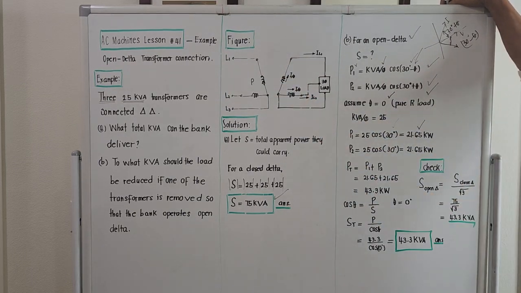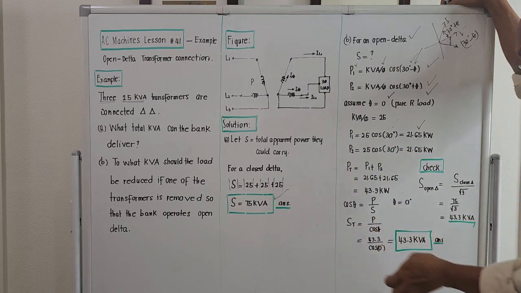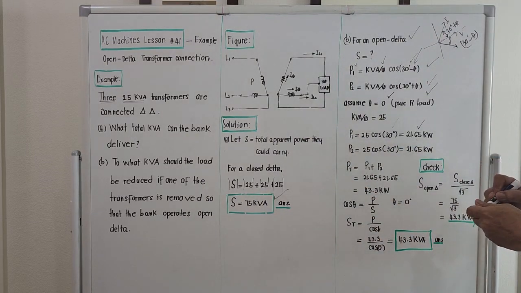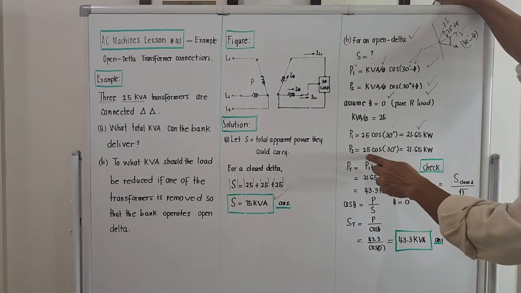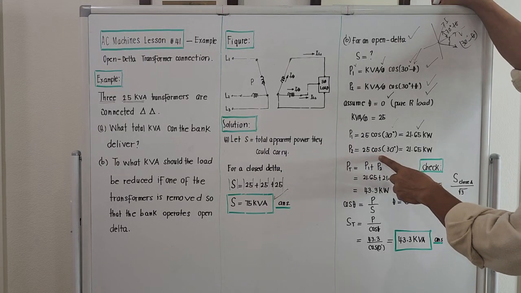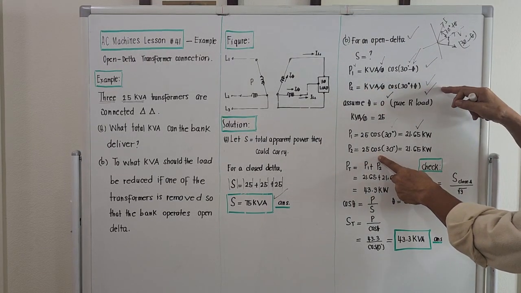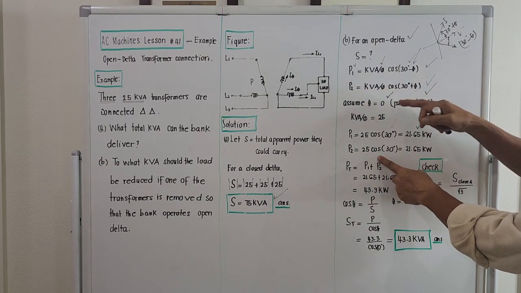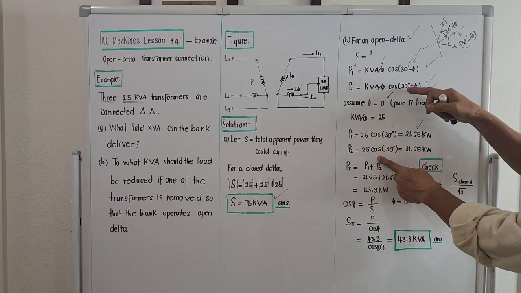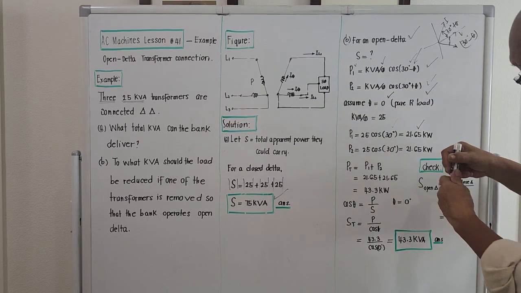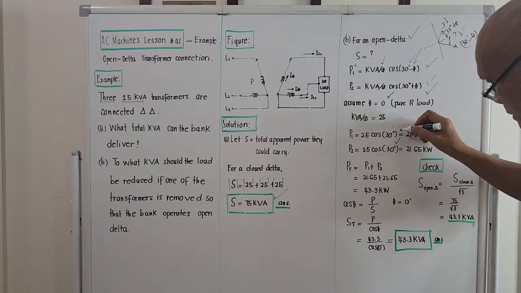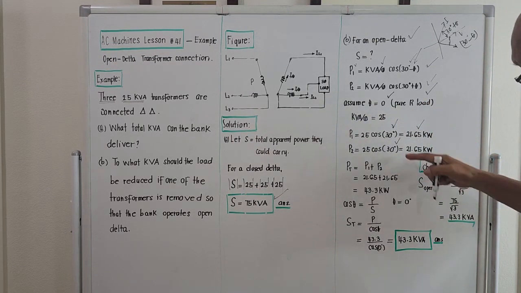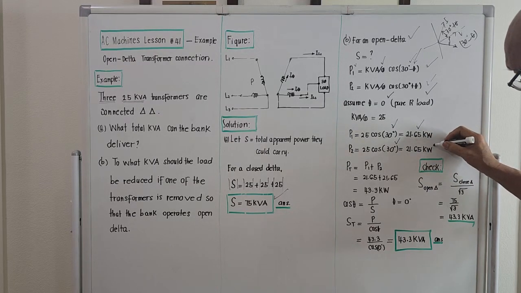For transformer winding number 2, the true power is the 25 kVA per phase times cosine of, according to formula number 2, this will be 30 plus 0, right? But when theta is 0, this should be 30 plus 0. So this will still be 30. Okay? So this is cosine 30, so they will be the same.